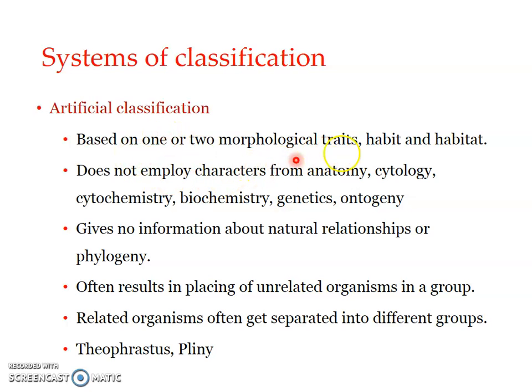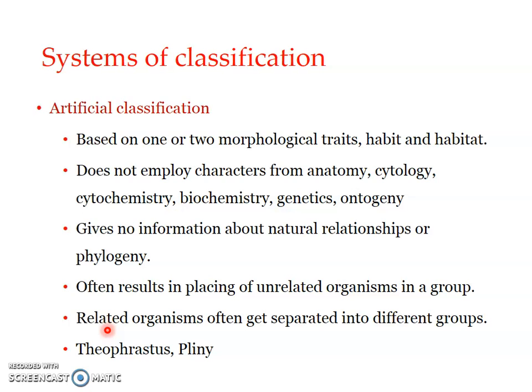It is based upon one or two morphological characters, and it was actually the classification based on maybe morphology, maybe habits or habitat, mode of life, etc. Okay, and it was adopted by the early systematists, those working in the field of systematics in the early period of biology. In the history of biology, we can see that they were actually taking up the artificial kind of classification.